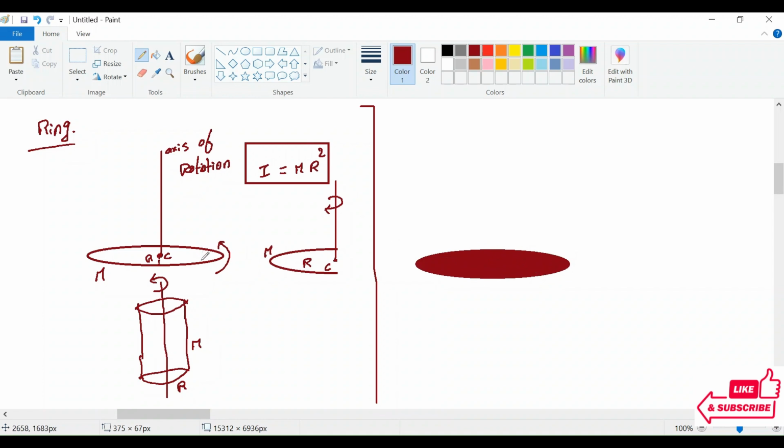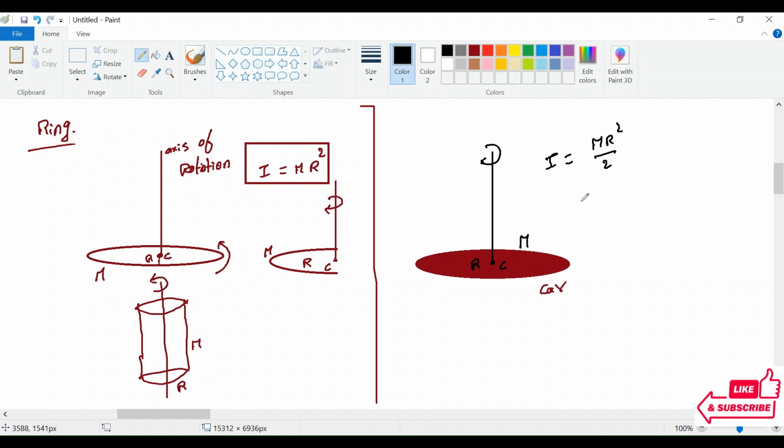Ring is like a cycle wheel, or imagine a car wheel. Again, this is the center of the disc, and this is the axis of rotation. Same concept, mass m, radius r. But here the moment of inertia is mr square by 2, because the mass is distributed.